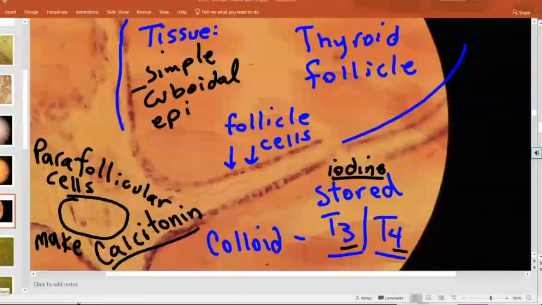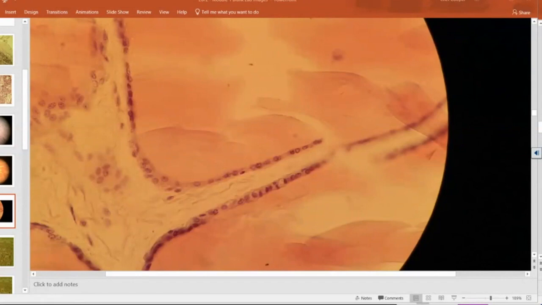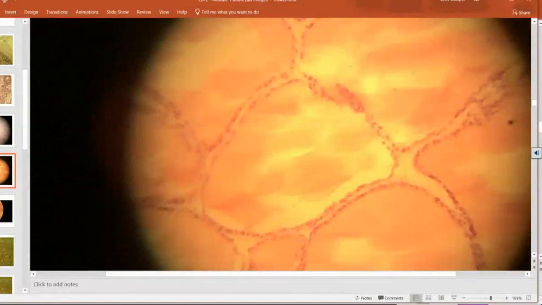Make sure I get it. How do you know it's a thyroid? Colloid. There you go. Colloid. Yeah. Tell me, what kind of tissue is this?